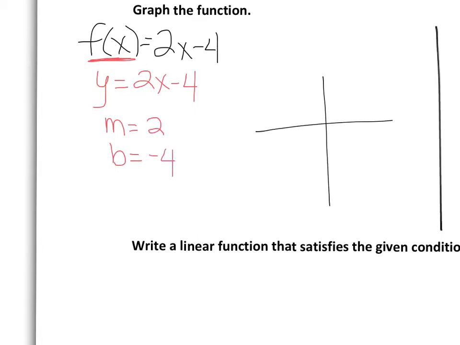To graph this line, I'm going to first start by plotting my y-intercept at negative 4. Then to plot my second point, I'm going to use my slope. And my slope tells me to rise 2, run 1. So from my y-intercept, I'm going to rise 2, run 1. I have my 2 points. I've graphed my function.